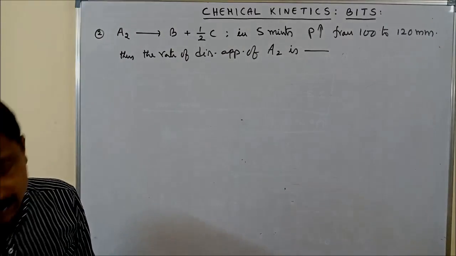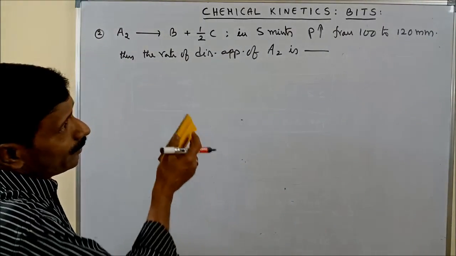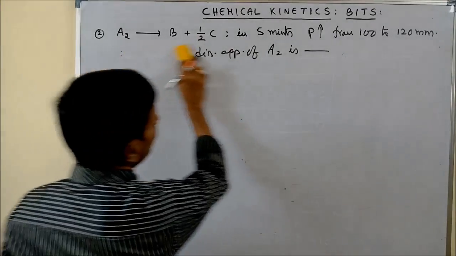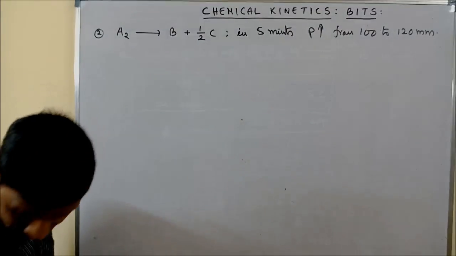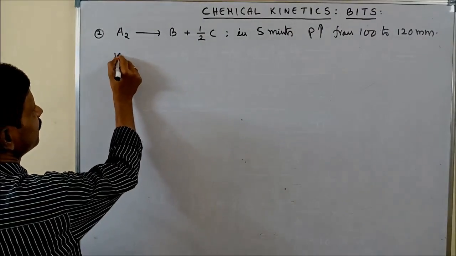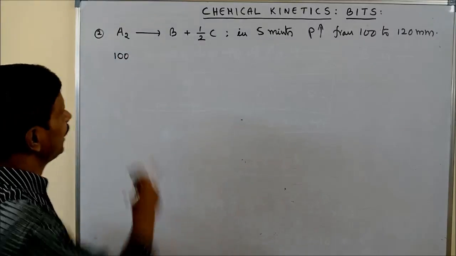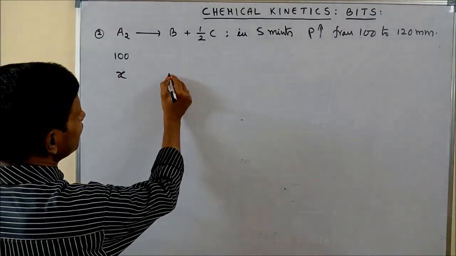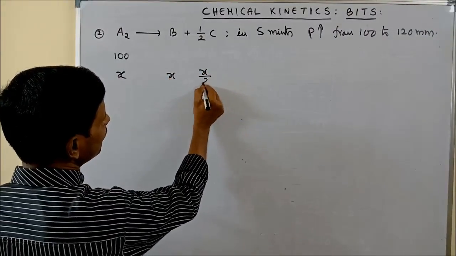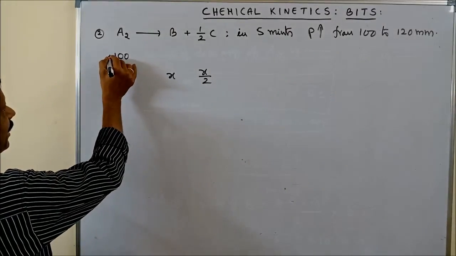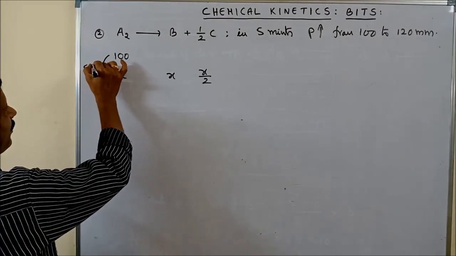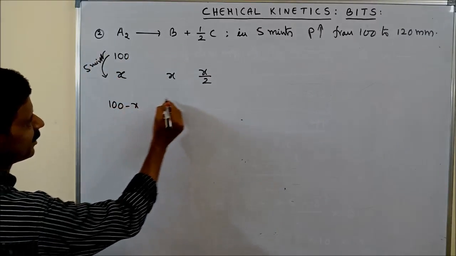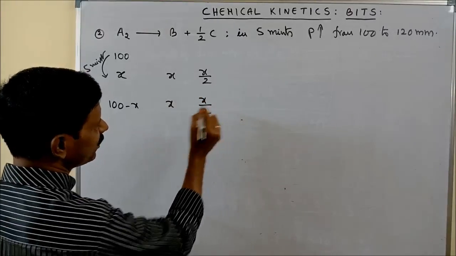So for that purpose, just see here, in 5 minutes the pressure increases from 100 to 120. Now I am removing this. Imagine this is the process. Initial pressure is 100. Decrease in pressure, let it be X. Then it will be X and X by 2. This is happening in 5 minutes. So after 5 minutes, remaining is 100 minus X, X and X by 2.